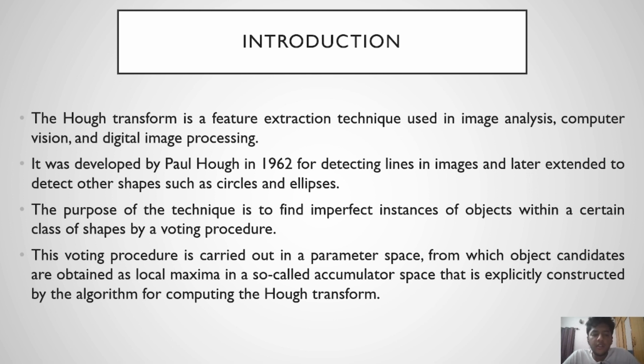So the purpose of this technique is to find imperfect instances of objects within a certain class of shapes by a voting procedure. And this procedure is carried out in a parameter space from which object candidates are obtained as local maxima in a so-called accumulator space that is explicitly constructed by the algorithm for computing the Hough transform.